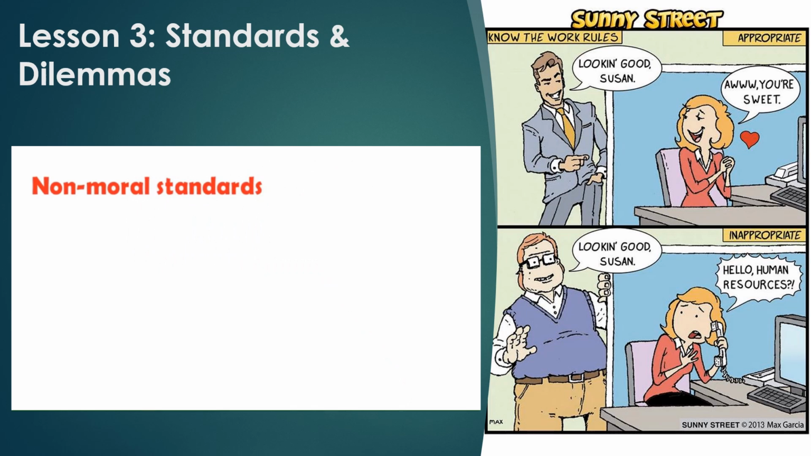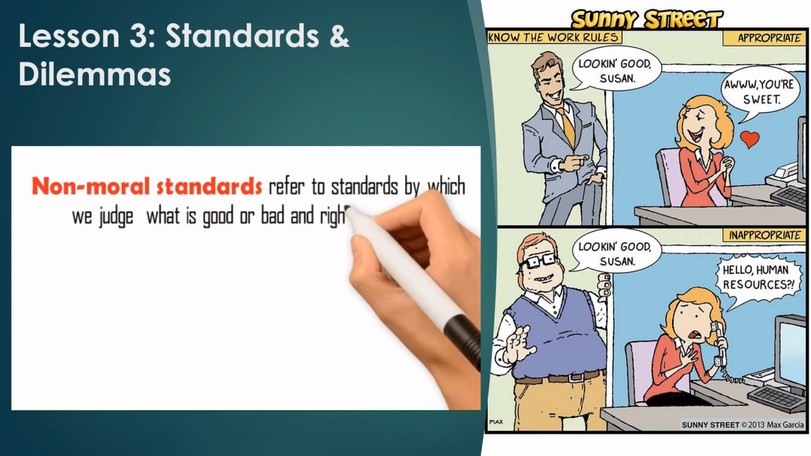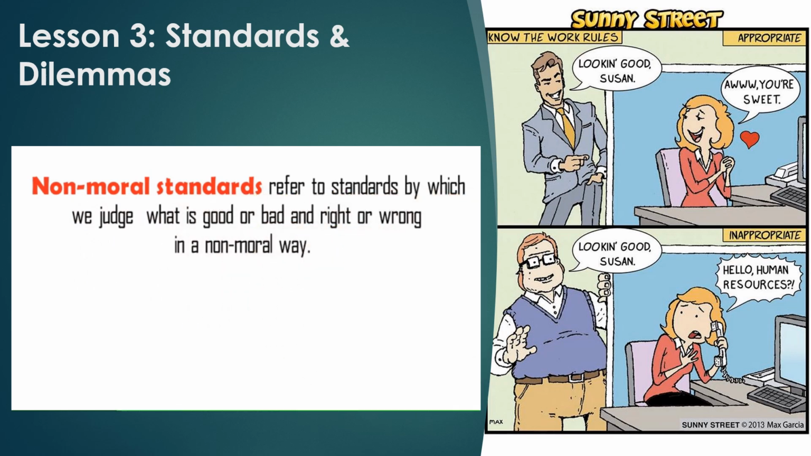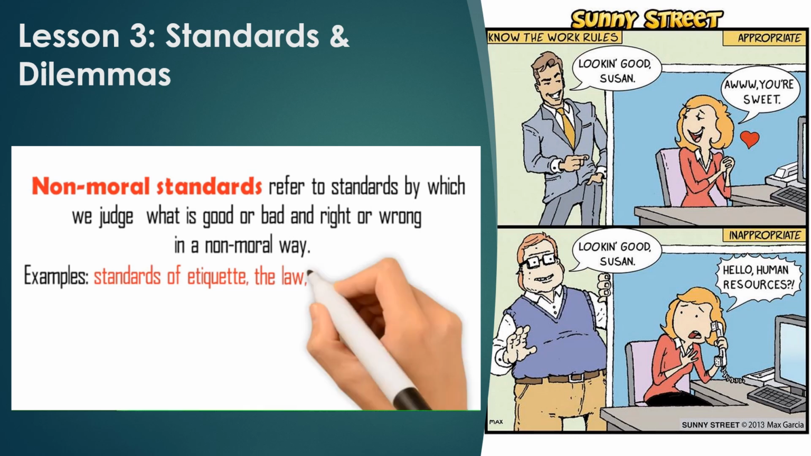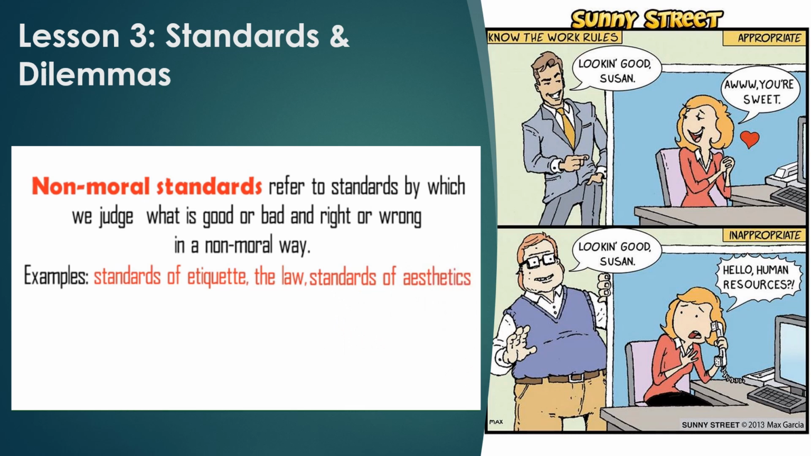Non-moral standards, on the other hand, refer to standards by which we judge what is good or bad and right or wrong in a non-moral way. Examples of non-moral standards are standards of etiquette, by which we judge manners as good or bad, standards we call the law, by which we judge something as legal or illegal, and standards of aesthetics, by which we judge art as good or rubbish. Hence, we should not confuse morality with etiquette, law, aesthetics, or even with religion.